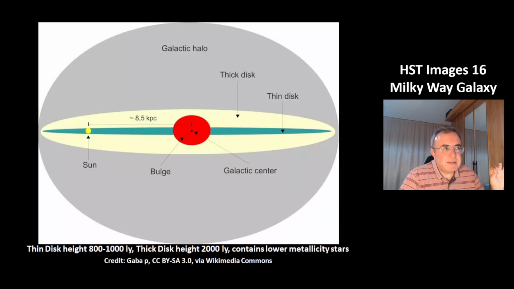This is the disk of the Milky Way Galaxy. There's a thin disk with a height of 800 to 1,000 light years. That's this green disk. And there's a thicker disk with a height of 2,000 light years. And the thick disk contains lower metallicity stars.